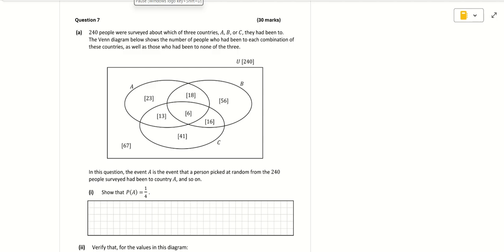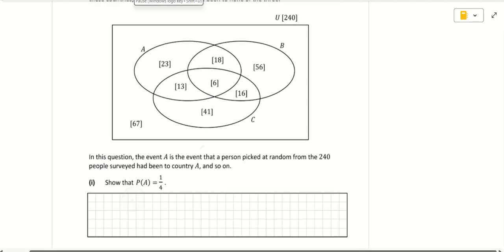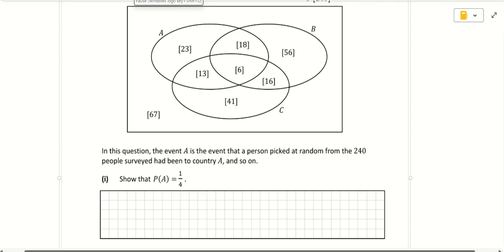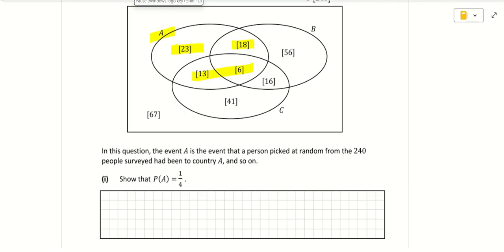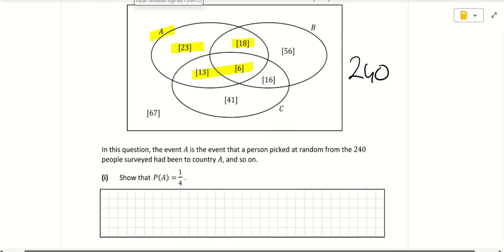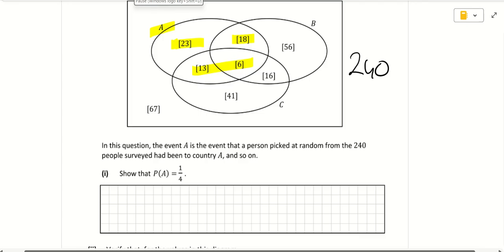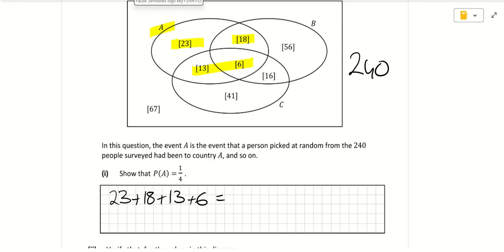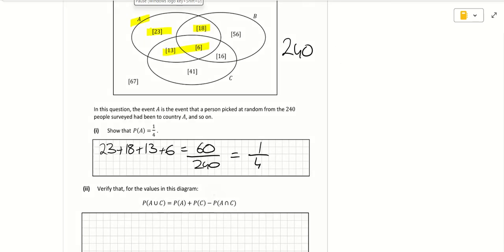Anyway, so show the probability of A is 1/4. So P(A) is 1/4. So that means this whole lot here, that should be 1/4. So in total, how many did it say? There's 240. So we're looking for something over 240. So A is 23 plus 18 plus 13 plus 6. You add them together, you get 60. That's 60 out of 240 people, which is indeed 1/4. Nice easy way to start off that question.